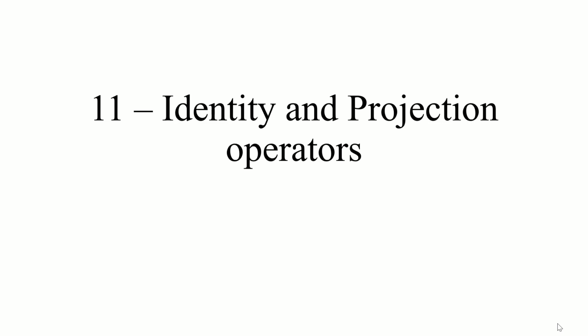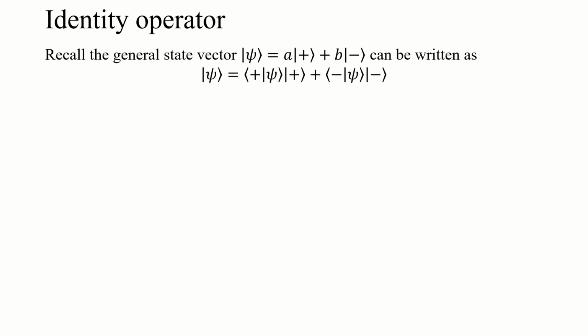In this lecture, we're going to go over really quickly another few examples of operators, specifically the identity and projection operators. We're going to start with the identity operator. So recall that a general state vector psi can be written as a linear combination of the basis vectors. In our spin 1/2 system, that essentially means A, some complex scalar, times the spin up ket plus B times the spin down ket.